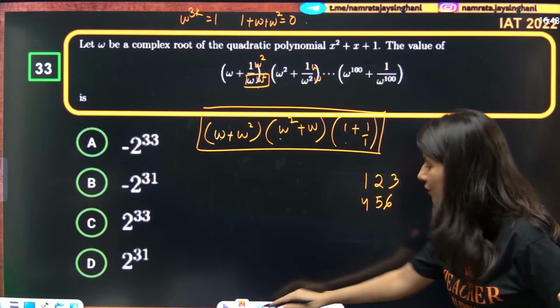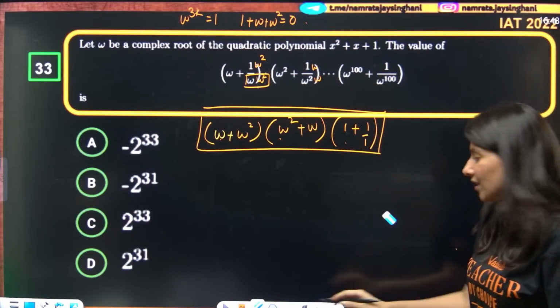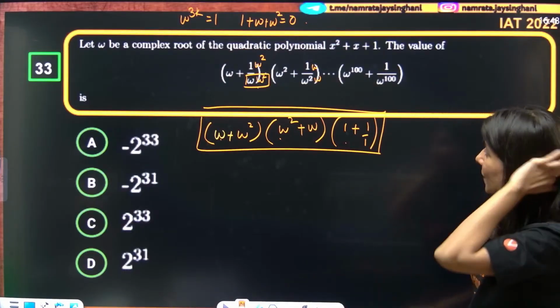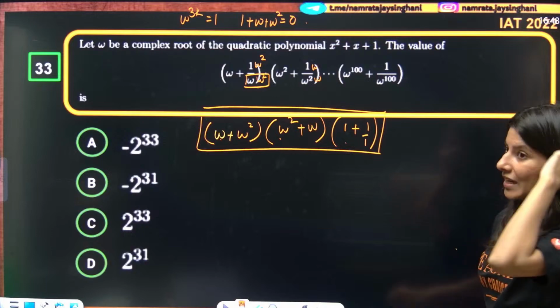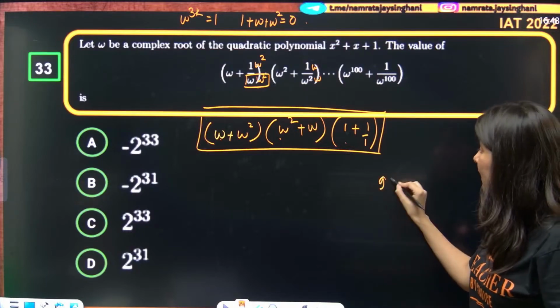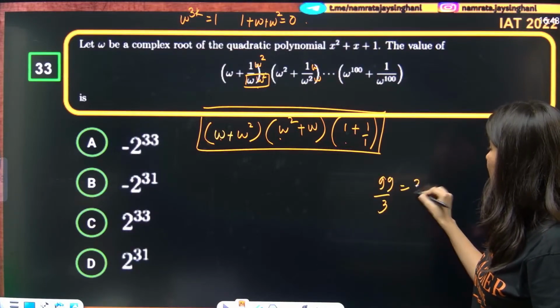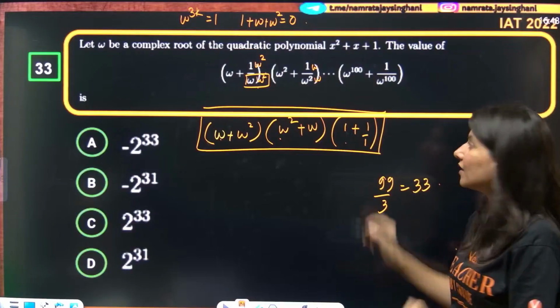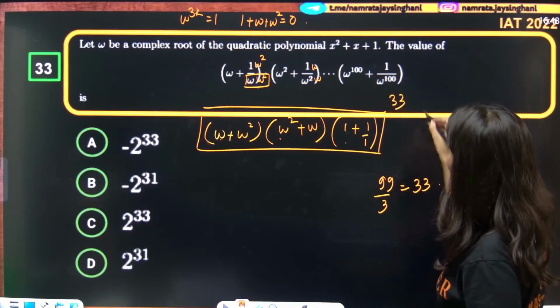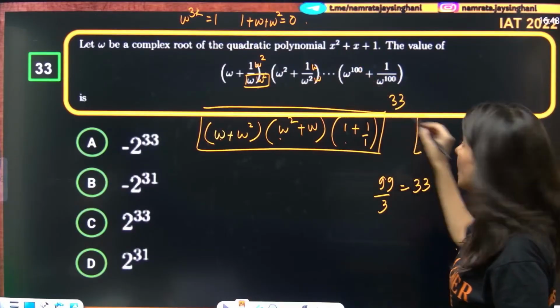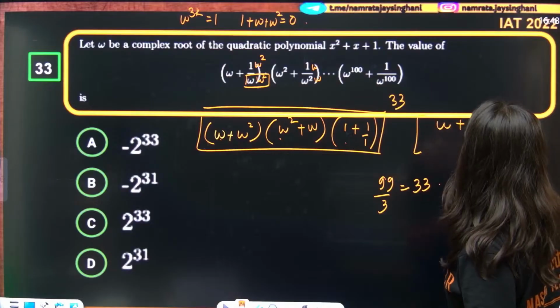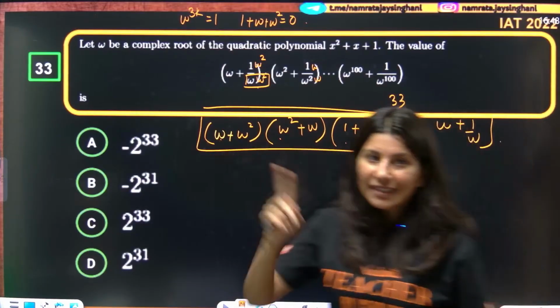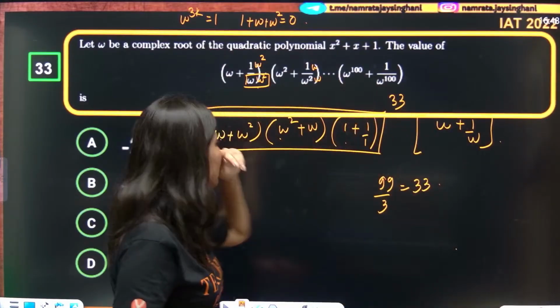Are you getting my point? So basically you just need to make 3, 3 pairs. So what will the final pair be? See, till 99, 99 by 3 is equal to 33. So you are going to get 33 pairs. So power 33 into the last thing. The last thing is omega plus 1 by omega, because omega power 99 is 1. So 1 omega is left, 1 omega is left.